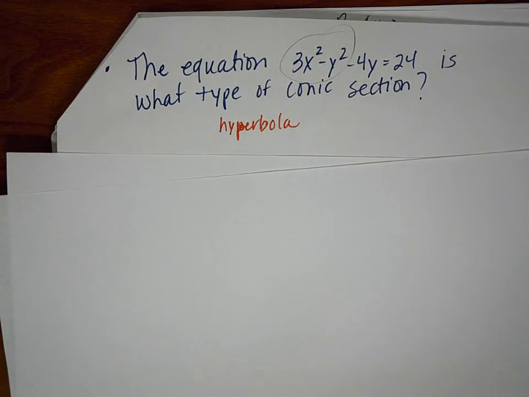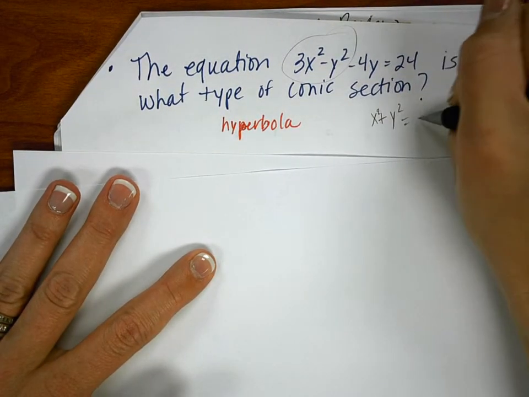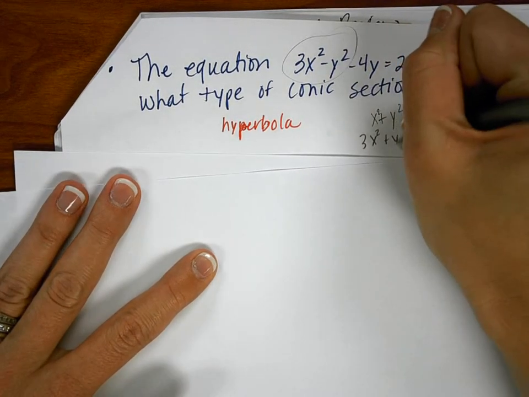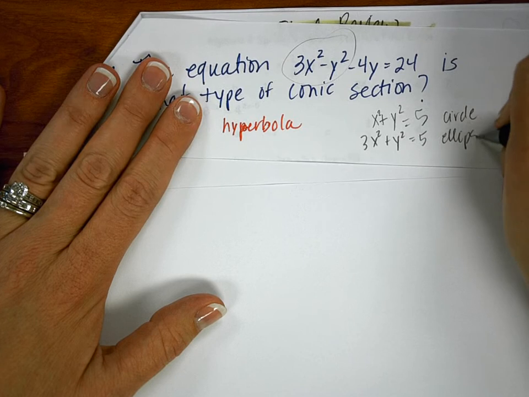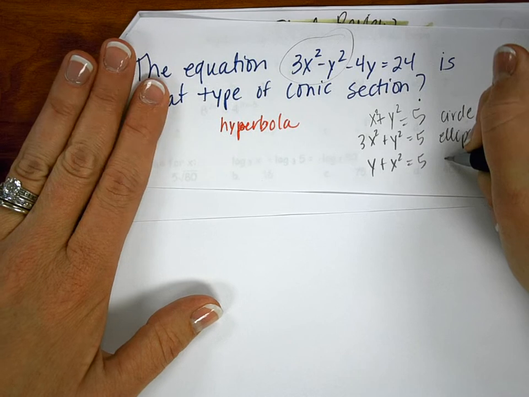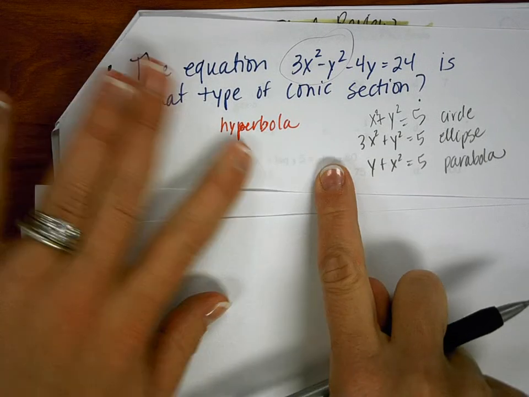How do you know when something is a circle? 2 squared terms and the coefficients, the number in front, are the same. Okay, so like this is an example of a circle. We're just going to do x squared plus y squared equals 5. That's a circle. If I had 3x squared plus y squared, that would be an ellipse. If I had y plus x squared equals 5, that is a parabola. And why is that a parabola? Only one squared term. This is an ellipse because the coefficients in front are different.